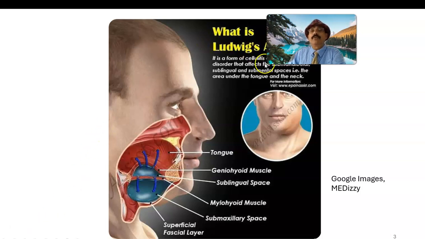So this is an image from Google. We are seeing a form of cellulitis, or connective tissue disorder, that affects the submandibular, sublingual, and submental spaces here. There is the area under the tongue and the neck area here. The tongue is pushed up and backward. The geniohyoid muscle is shown here, sublingual space. Here the mylohyoid muscle separates the sublingual and submandibular space. And there will be a collection of pus possible here.